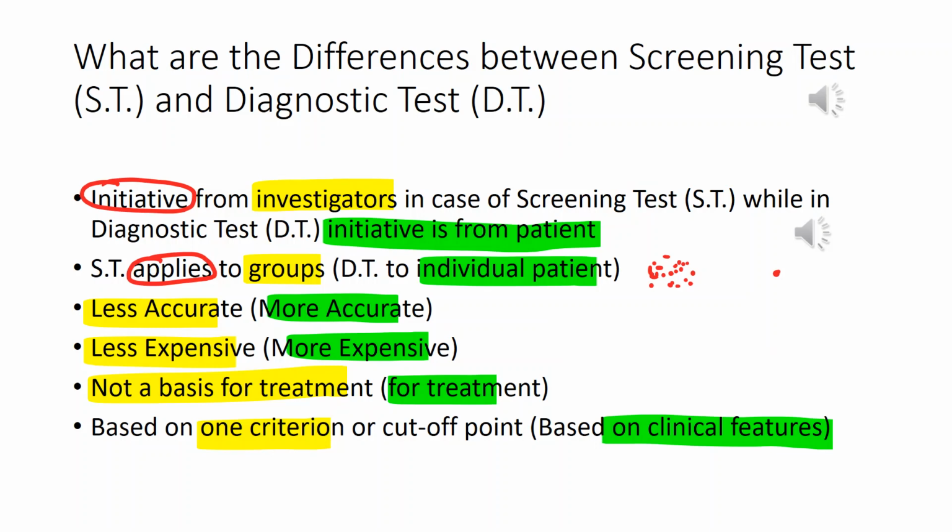Initiative from investigators in case of screening test, ST, while in diagnostic test, DT, initiative is from patient. ST applies to groups, DT to individual patient. Less accurate, more accurate. Less expensive, more expensive. Not a basis for treatment, based on one criterion or cutoff point, based on clinical features.